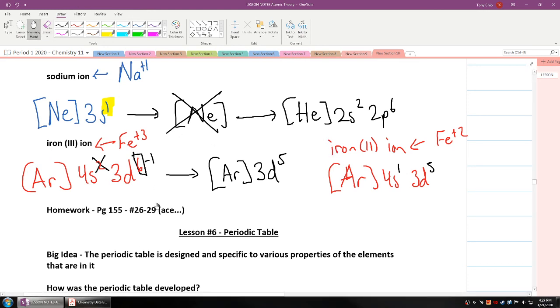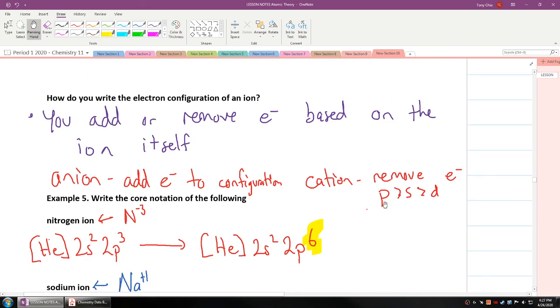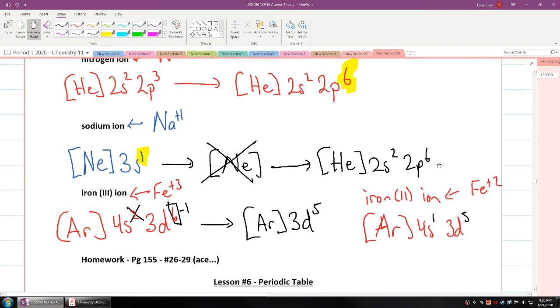So, make sure you complete the homework and do a lot of this practice. Make sure you remember, when it's a cation, you remove electrons from p orbitals first, then s electrons, then d electrons. As always, make sure you keep yourself safe and healthy, and I'll see you soon.